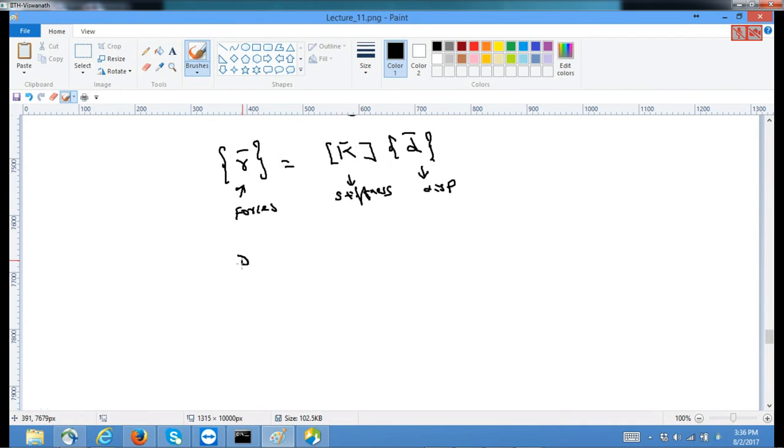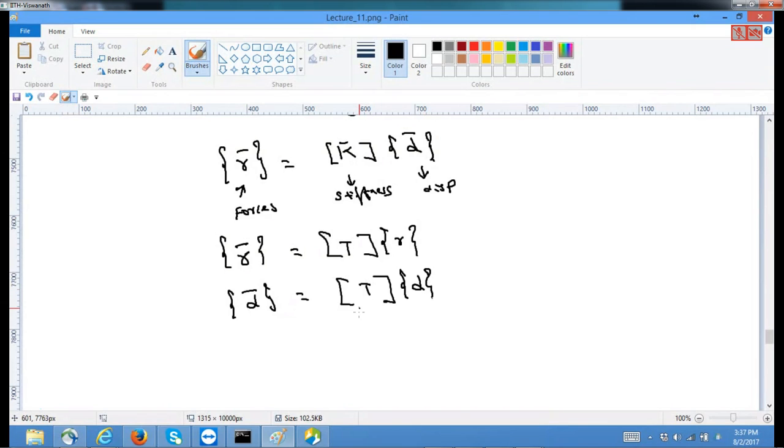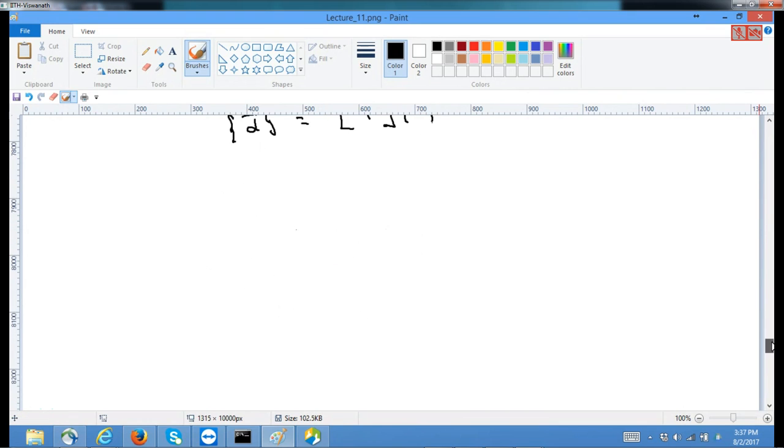Now we know that this is written in the local system of that one, but we know that R bar is equal to transformation times R. Similarly, the D bar is transformation times T. So I replace these two here. If I try to replace these two here, then I'll get something like this.